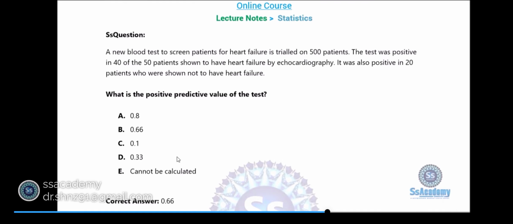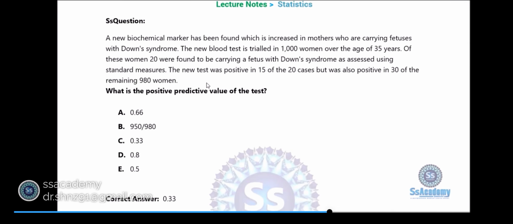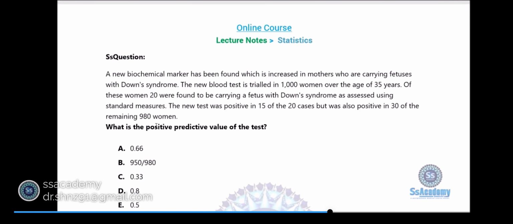Another question. A new blood test to screen patients for heart failure, with BNP levels, is trialed on 500 patients. The test was positive in 40 out of 50 people shown to have heart failure by echocardiography. It was also positive in 20 patients who were shown not to have heart failure. So what is the positive predictive value of the test?